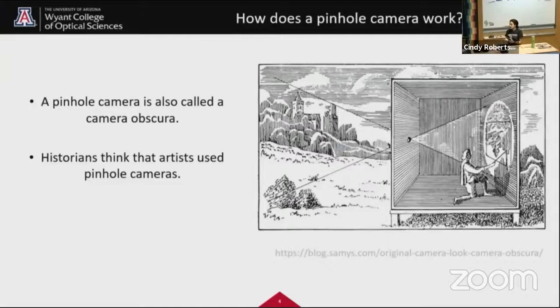A pinhole camera is also called a camera obscura. And a really interesting piece of information is that historians think that artists used pinhole cameras a long time ago because their paintings had the right proportions. So they didn't think that it was very likely that somebody was just looking at a landscape and was able to get the proportions perfectly. And so this pinhole camera was kind of like an early projector.